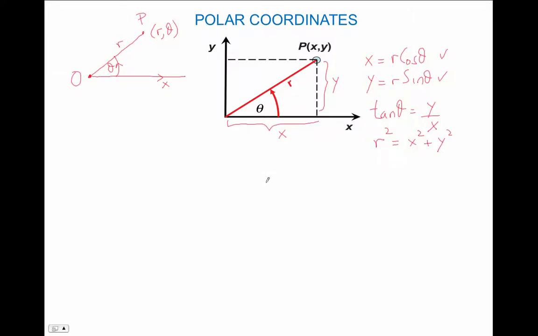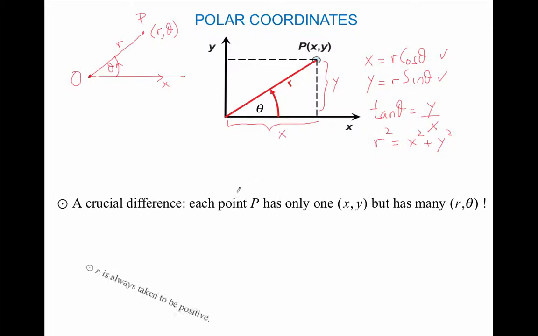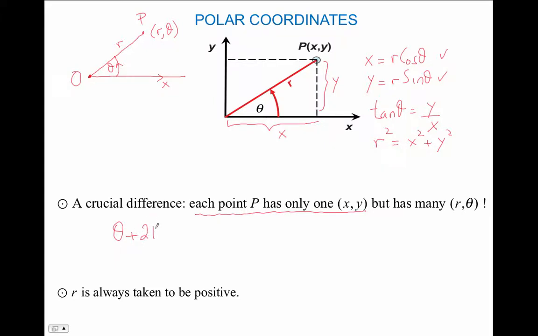Now there's one very important point that needs to be made. Every point P has one and only one coordinate x, y. But it has many r and theta. That's easy to explain. If I take theta and I add 2 pi to it, what that means is that I've gone all the way around once and come back to the same point. If I add 4 pi to it, then I have gone around twice. And in general, I can go around 2n pi and come back to the same point.